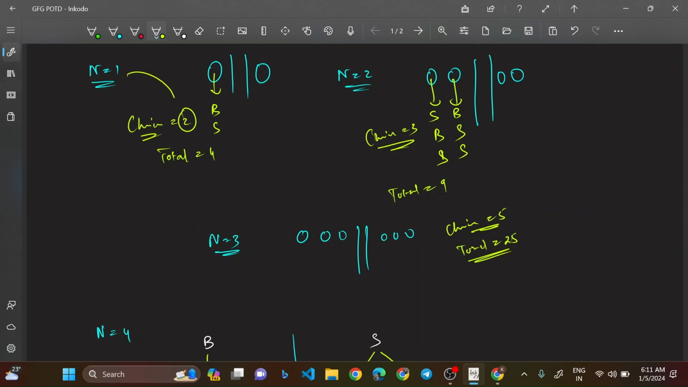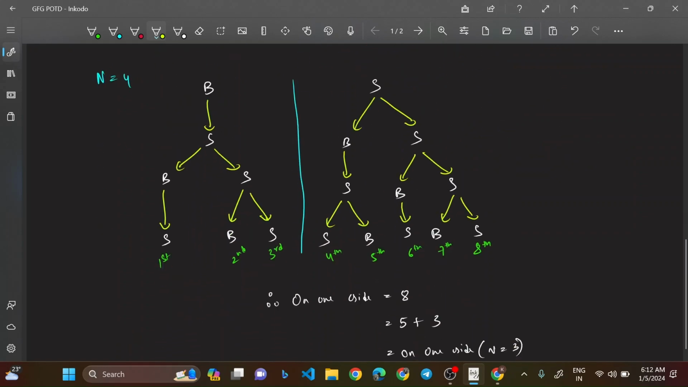For n equal to 1 you have 2, for n equal to 2 you have 3, for n equal to 3 you have 5. Do you see a relation? Yes, it is a Fibonacci, right? So 2, 3, 5, 8, it goes on. How are we getting a Fibonacci? Add the previous 2 numbers to get the present number. So this goes on, and here you'll have 13 and 21. It goes on, right?